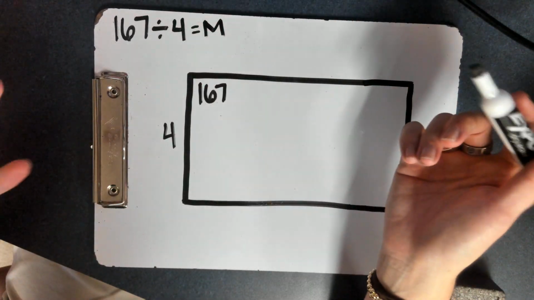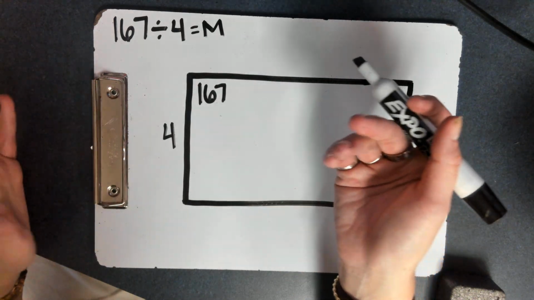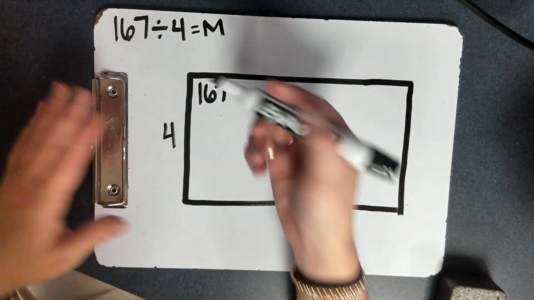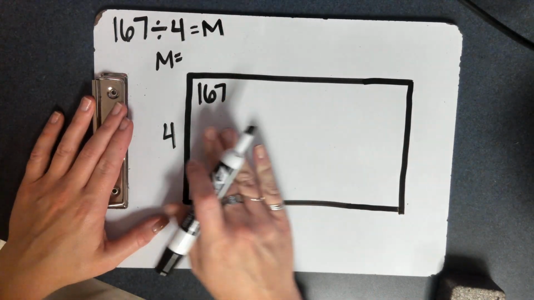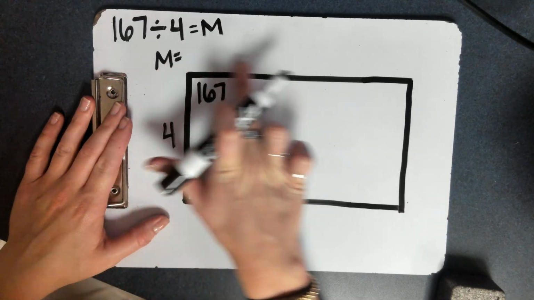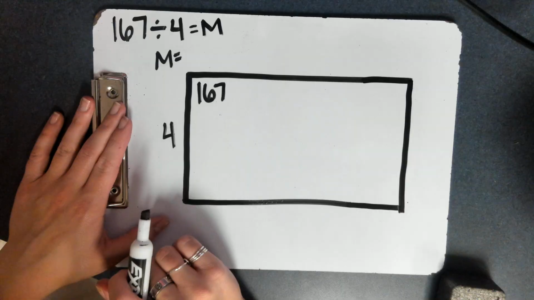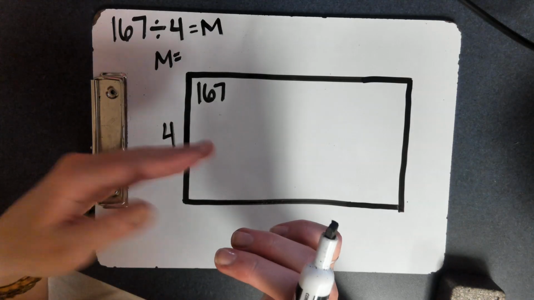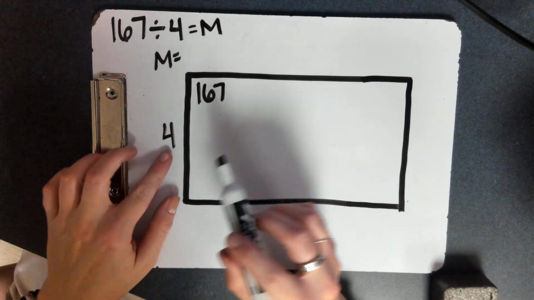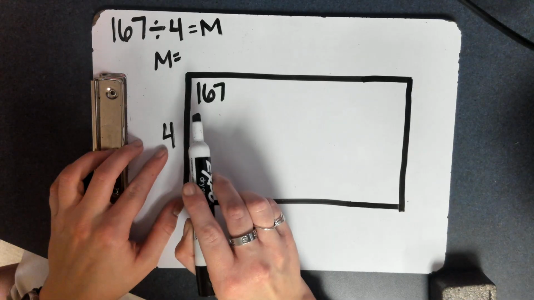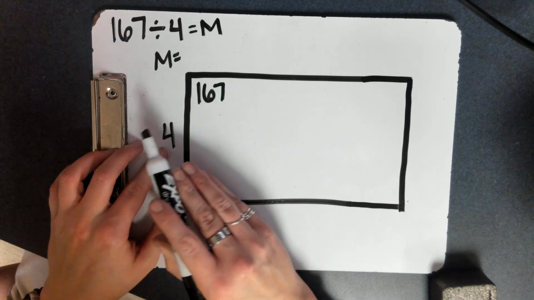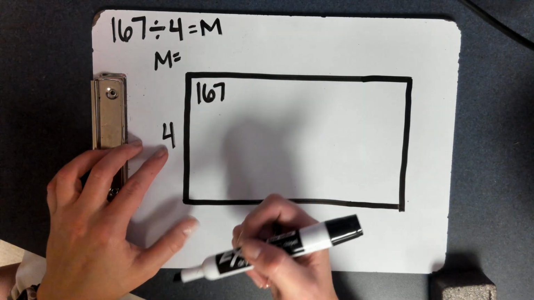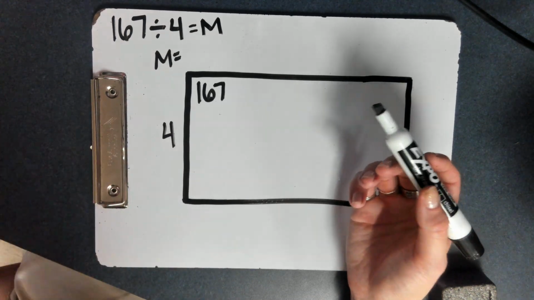I understand that it can almost be more to explain than just me saying it like this. We're trying to figure out 4 times what is going to equal this 167. Now, we know that division is repeated subtraction. So what I'm really trying to do is subtract 4 from 167 as many times as I can to make it get down to 0 or as close to 0 as possible. Now, there's a couple ways to do it.